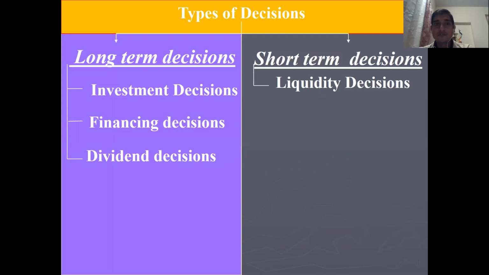Under the long-term decisions, we have investment decisions, financing decisions, and the dividend decisions. And the short-term decisions are also termed liquidity decisions. So let me briefly discuss each one of them.